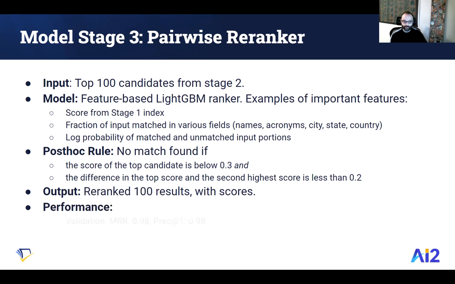And here's the performance. On the validation set, we get a precision at 1, which means the top one is correct, 0.98 of the time. And the test is 0.96, which is pretty high. I don't know how this generalizes to other test sets. I think that would be nice to test. But this model seems to be doing quite well on the data that we collected. Maybe it overfit to our data a little bit. We have to figure that out.